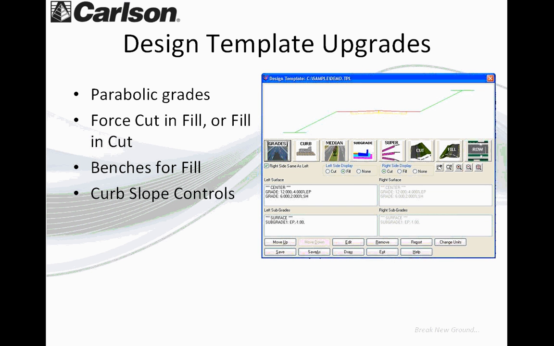Some upgrades to design template. One is that the grades can be parabolic. We also added the option to force a cut in a fill or force a fill in a cut. You can set a max depth where it will do that force cut or force fill. And this applies for roads that have a steep cross slope where the pivot point is just slightly in fill, but if you just punched out a little further, you actually would reach cut. And you can do that.